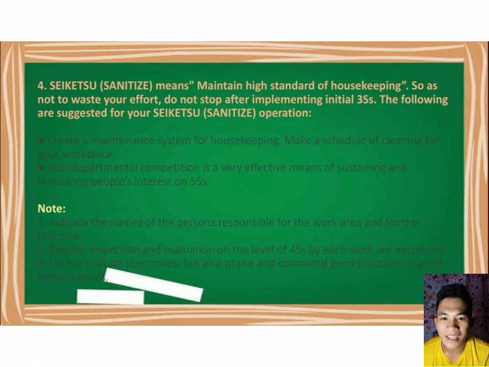Create a maintenance system for housekeeping. Make a schedule of cleaning for your workplace. And interdepartmental competition is a very effective means of sustaining and enhancing people's interest in 5S.